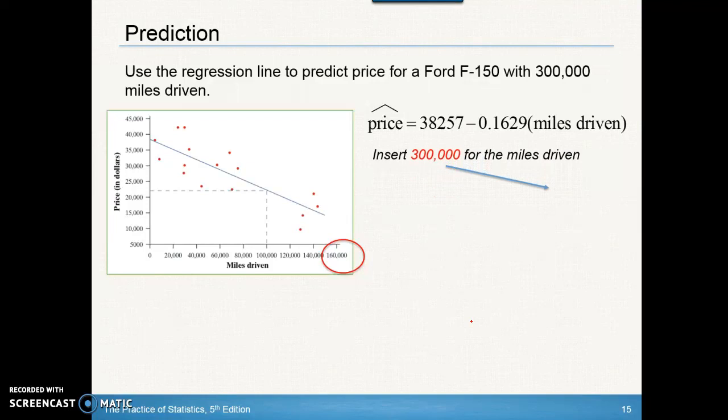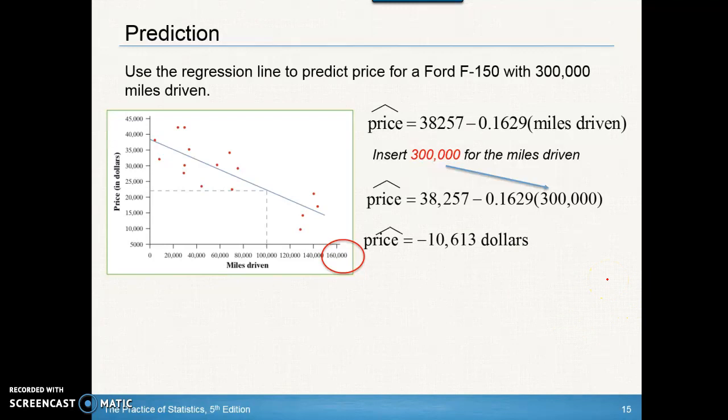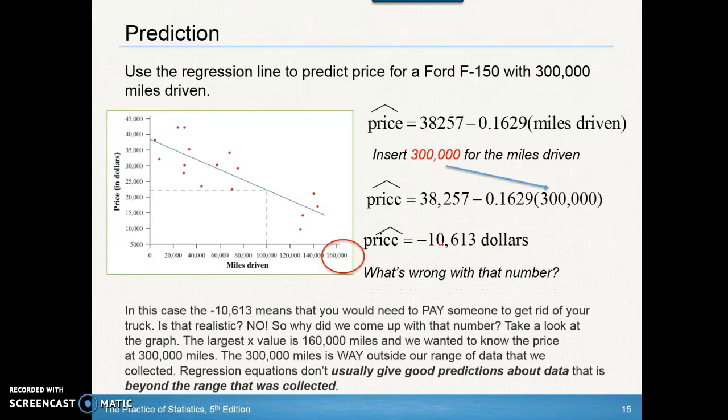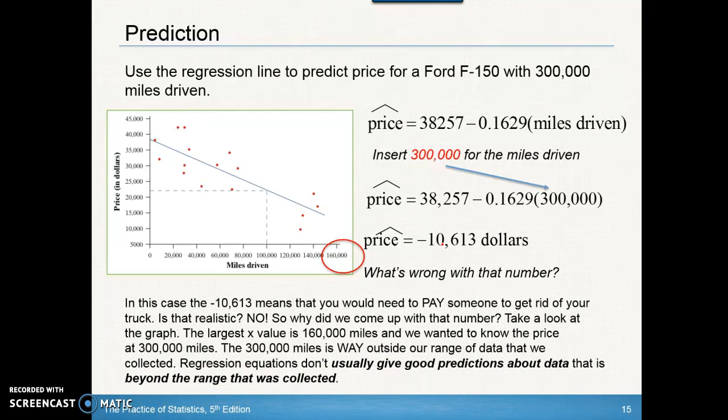Use the regression line to predict the price for a Ford F-150 with 300,000 miles driven. Once again, we're just going to insert the 300,000 for the miles driven, use our calculator, and say, hey, wait a second. If we drive it for 300,000 miles, the predicted price is negative $10,000. That literally means you're paying somebody to take your car. That's a little bit crazy. So what's wrong with that number? It's not realistic at all.